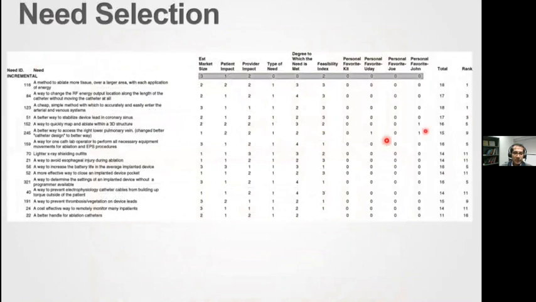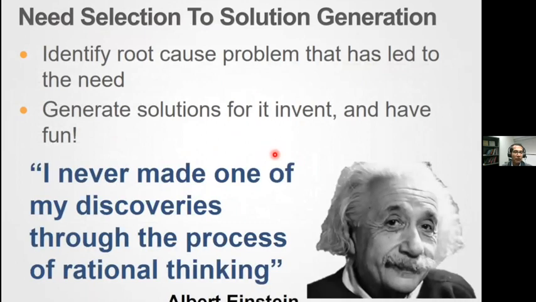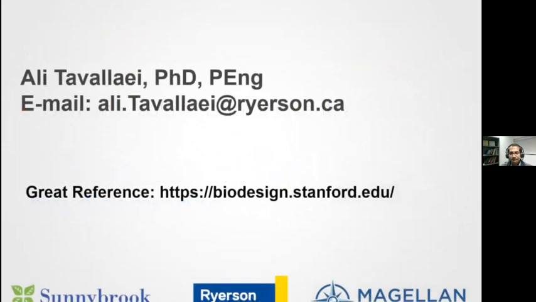And then systematically sort them, and through multiple steps, you can identify the best needs that you go after. You identify the root cause of that problem that has led to that need, and you generate the solution and invent. And I'll finish off with this quote: "I've never made one of my discoveries through the process of rational thinking." Albert Einstein. Great. Thank you very much.